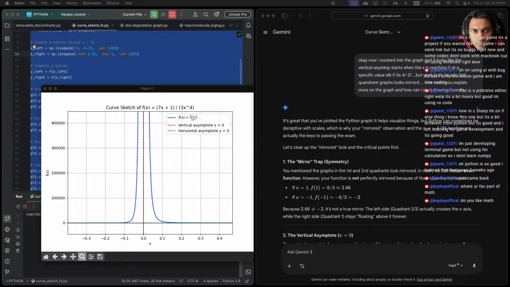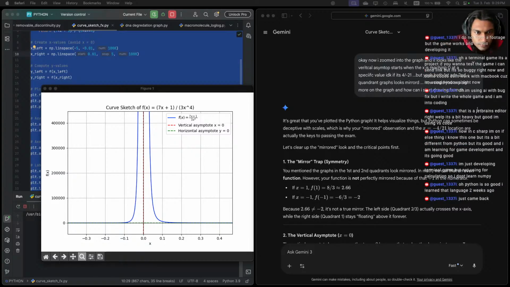Not gonna lie, oh my god, it's a banner. I do not have footage, but the game works and I'm still developing it. Okay. I don't know if I'm asking too much, but do you think you could post the footage of the game when you get time?